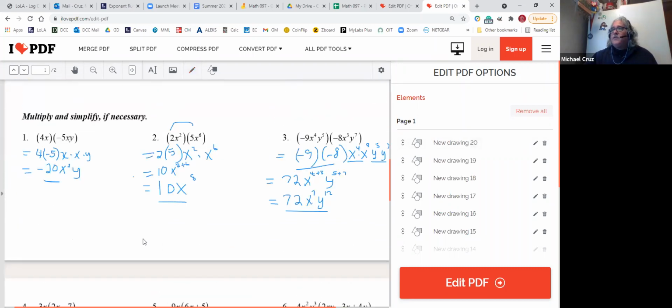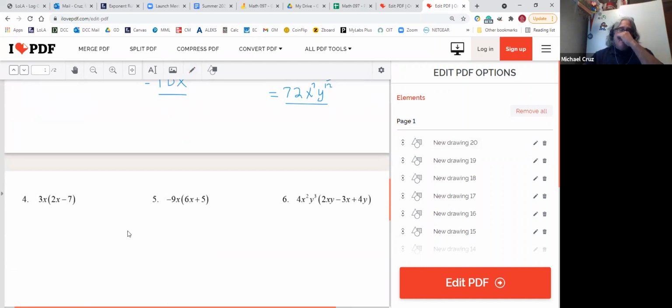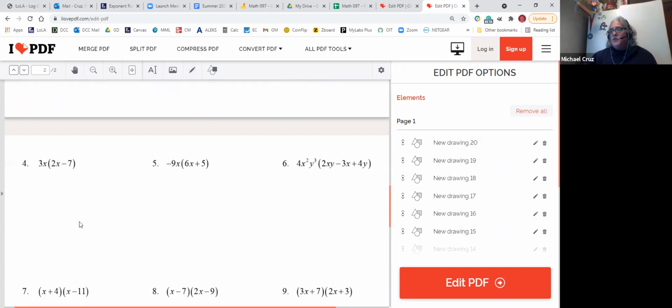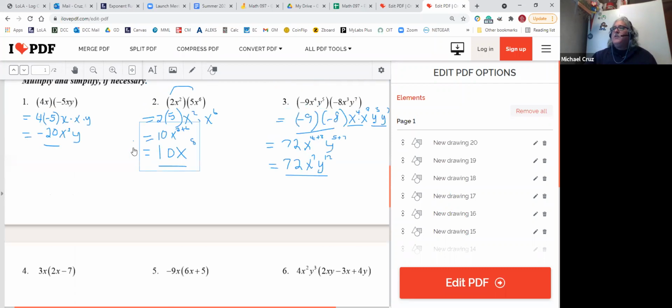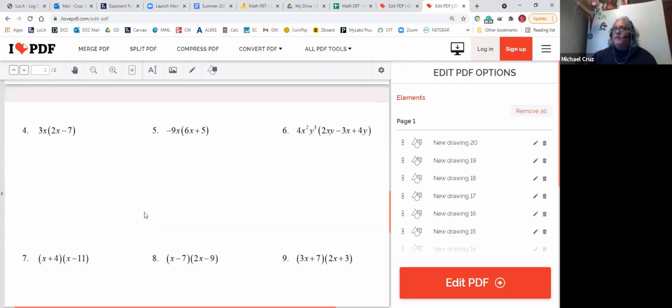All right, now these are where you start to get into multiple multiplications. In each one of these, 4 through 6, you're taking one term and multiplying it times 2 or 3 terms inside the parentheses. So you're going to have 2 multiplications, 3 multiplications, each very similar to what you did up here.